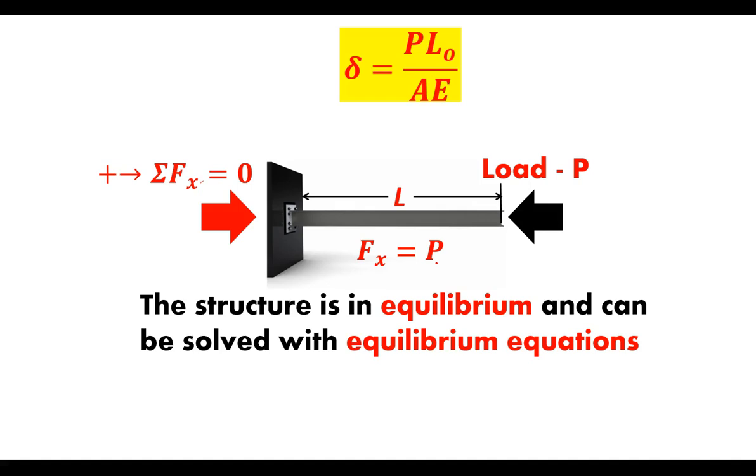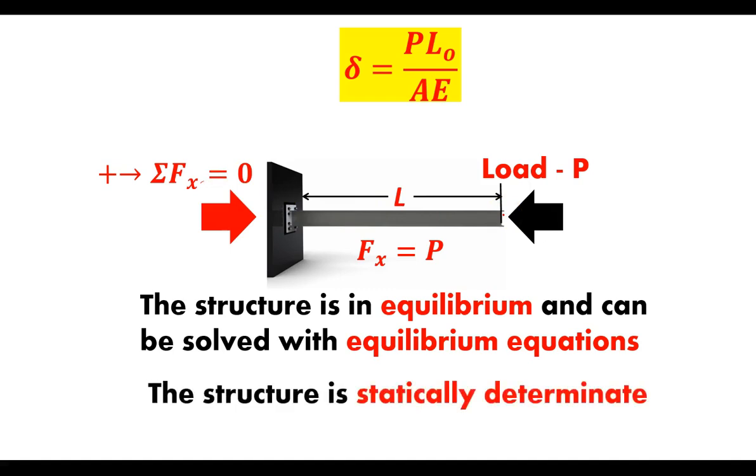So you see the structure is in equilibrium, and you can solve it with equilibrium equations. A fairly simple structure. Again, make note it's fixed on one side and hanging free on the other, where the load takes place. This sort of structure is called statically determinate, and that is the definition of statically determinate: it's only fixed on one side, and the other end of the beam is actually hanging free.